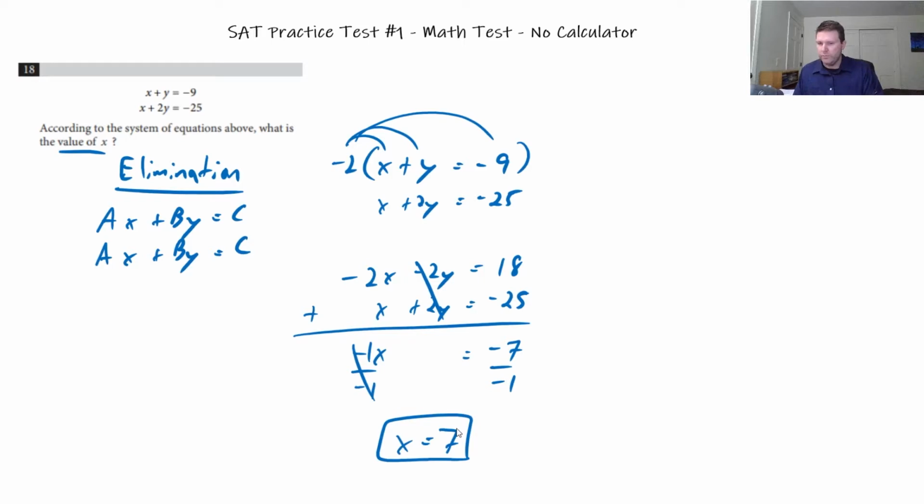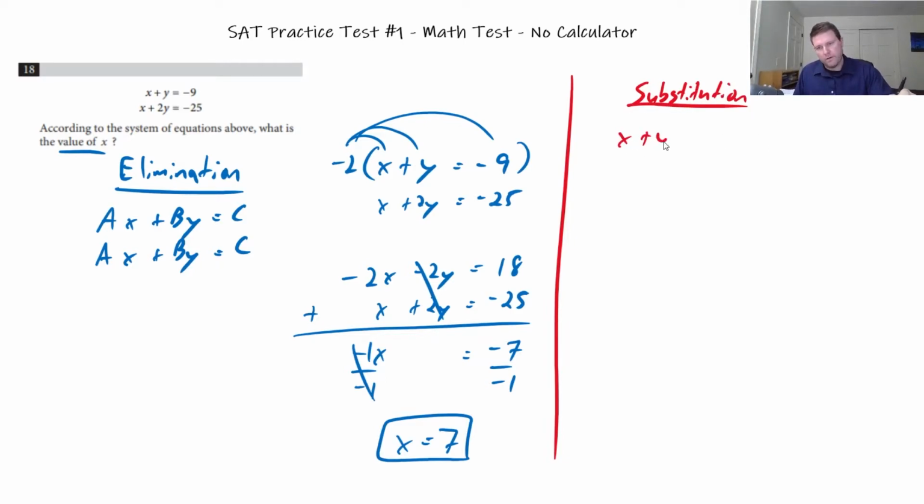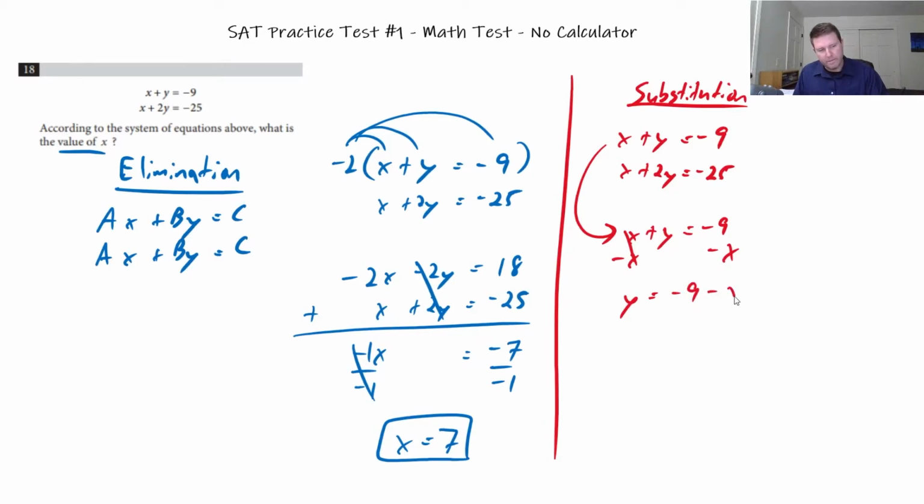Now, for those of you who prefer substitution, that's totally fine. I'm just going to kind of put that over here. So again, if you're looking for x, the easiest thing to do is eliminate or solve for y if you're going to use substitution. So if you're going to go for substitution here, and here are two equations again. This y up here would definitely be the easiest one to solve for. So I'm just going to sort of rewrite that here. And then you just subtract the x, and you get y equals negative 9 minus x.